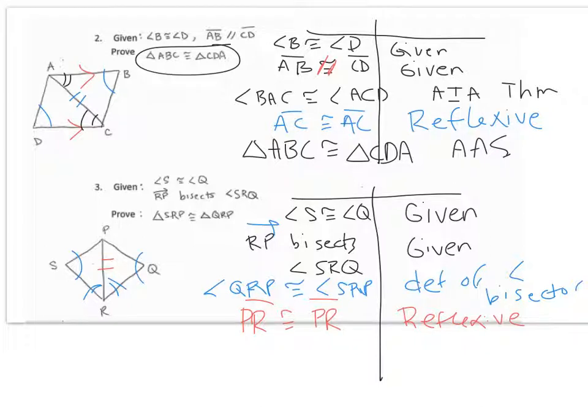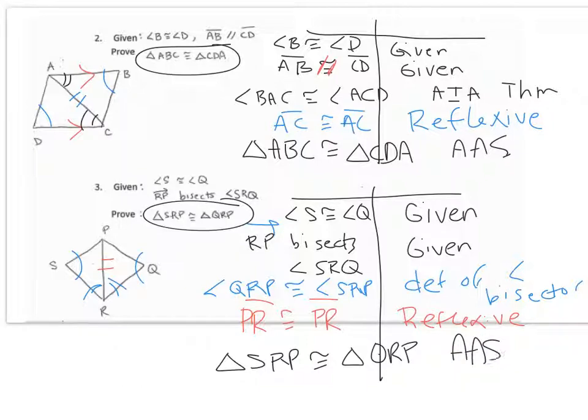So then I have two angles and a side that's not included. So I can say that triangle SRP is congruent to triangle QRP by angle, angle, side.